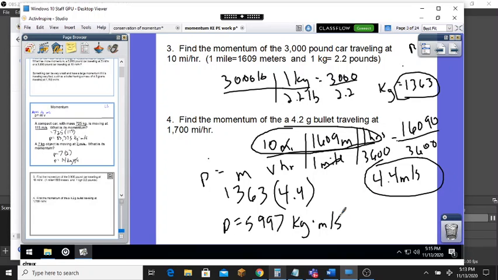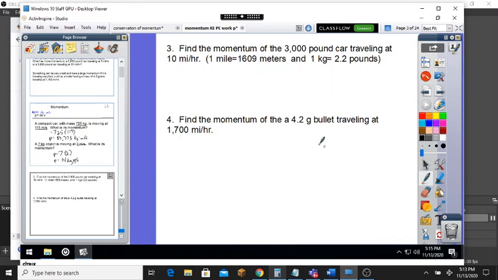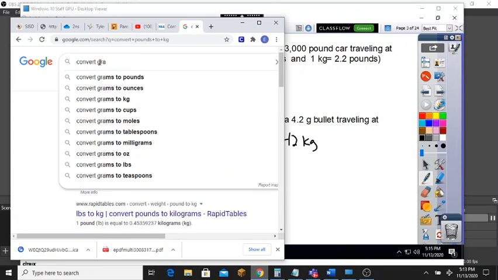I'm aware again that this was a little odd problem. Not all the problems that I give you are going to need conversions. So let's look at another example. I'm going to erase this. Okay, so the bottom one is kind of the same, right? 4.2 grams. That's actually this many kilograms. And if you go on Google as well, let's see if it's in there. Convert grams to kilograms.